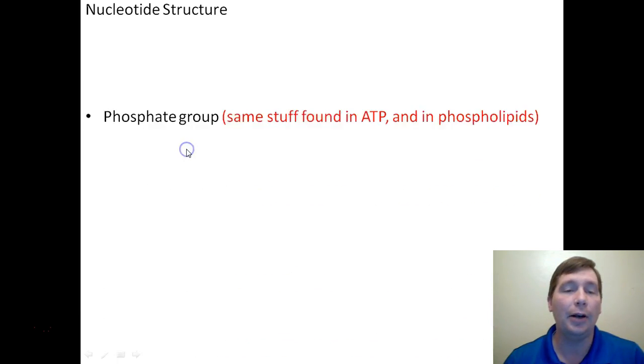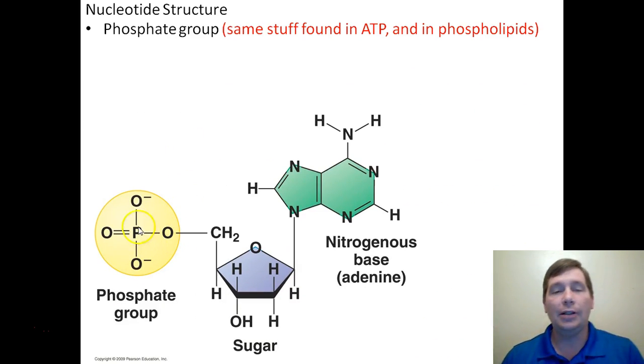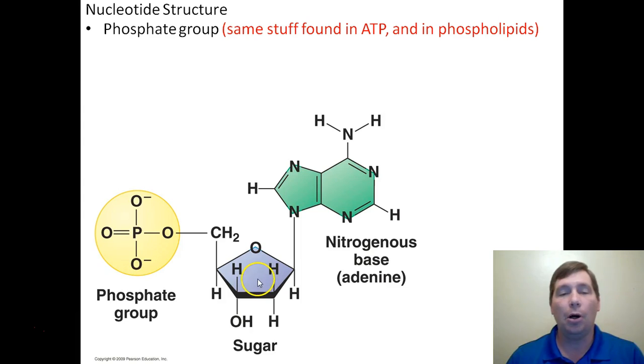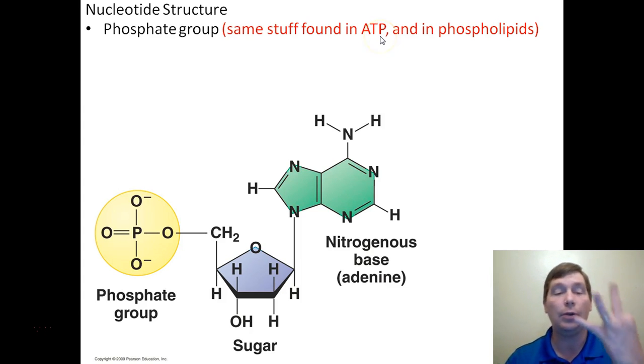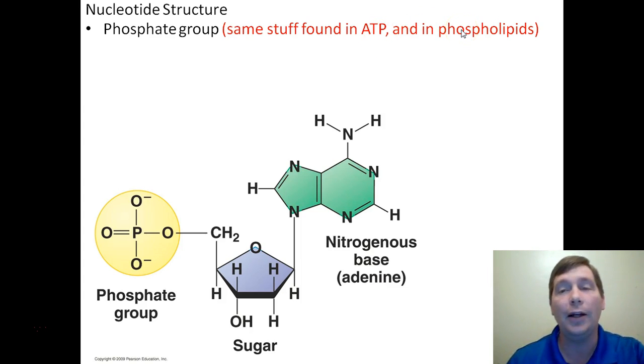Well, the question is, what is a nucleotide and what's it made out of? A nucleotide has 3 major parts to it. The first one is what we call a phosphate group. This phosphate group we find in lots of different places. We find it in ATP. ATP stands for adenosine triphosphate, so ATP has 3 of these phosphate groups. We also find it attached to lipids to make a phospholipid. So a phosphate group is something that's used a lot in your body.